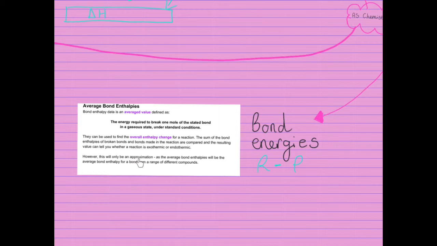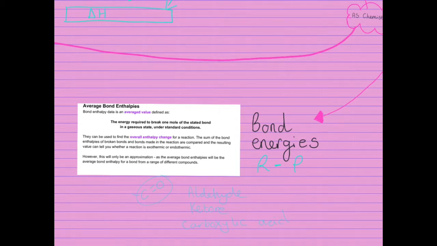Bond energy is only an approximation, remember that, as the average bond energy will be the average bond enthalpy for a different range of compounds. So say I've got a C=O bond. That C=O bond could be in an aldehyde, a ketone, or a carboxylic acid, just basic ones. All of them are slightly different compounds, but that's the same bond, so it'll be given an average bond energy. To find the energy change, it's the sum of the bond enthalpies broken, the reactants, minus the bond energies made, the products, and it'll tell you whether it's exothermic or endothermic.